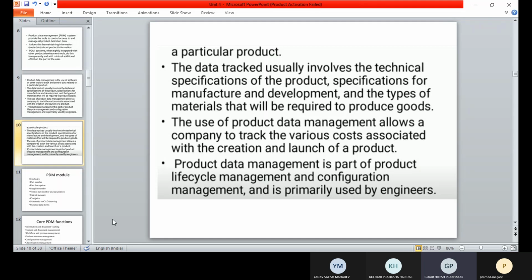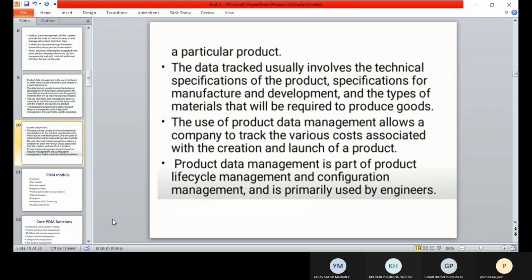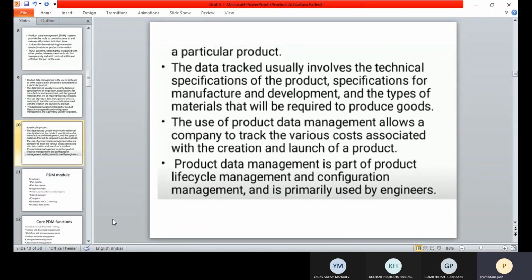Sir, these are done. Repeated points are there. Yes, these are the repeated points. Correct. But you can write the meaning in another way.